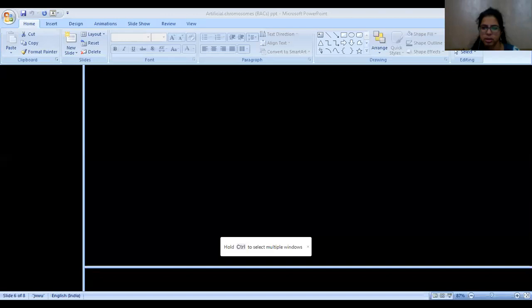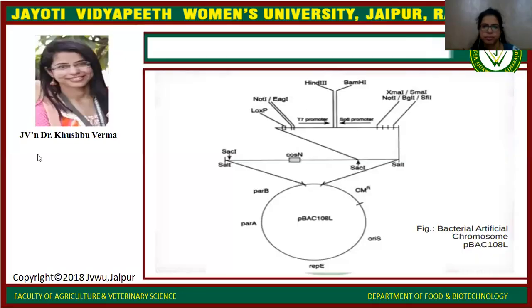Here you can understand the BAC structure in detail with a diagrammatic representation. Here I am sharing the slide of the BAC vector. This is the BAC vector pBAC108L, and it has the parB region, the parA region, and this is the repE region, the origin of replication. And this is the multiple cloning site, which has SalI and SacI. This is the SalI and this is the SacI region. This is the cosN region.